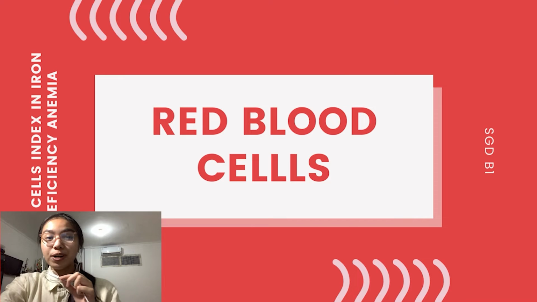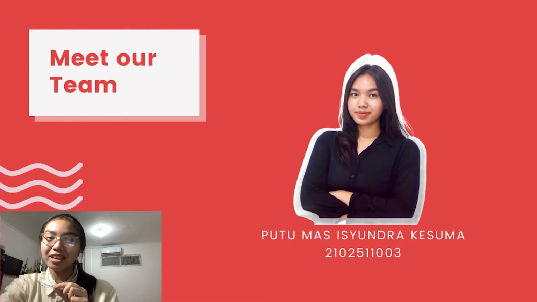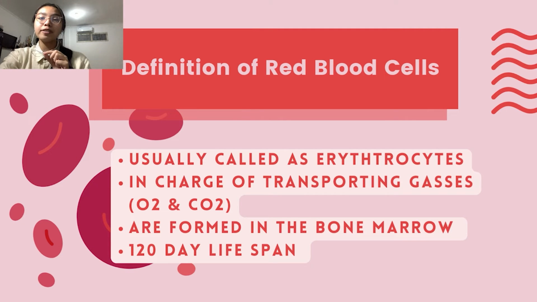My name is Putu Isyundra Kesuma, last number 003, and I'll explain the definition and the structure of red blood cells. Red blood cells, or RBCs, are one of the types of blood cells, usually called erythrocytes. RBCs are in charge of transporting gases, including oxygen and carbon dioxide. Oxygen is transported from the lungs to body tissues, and carbon dioxide is transported from the body tissues towards the lungs. Morphologically, RBCs contain hemoglobin, and they are 6 to 8 microns in diameter. RBCs are formed in the bone marrow, specifically in red bone marrow, and they have a 120-day lifespan.